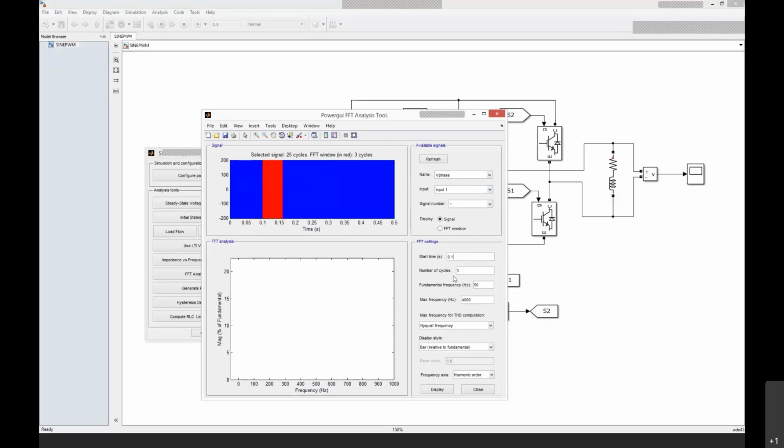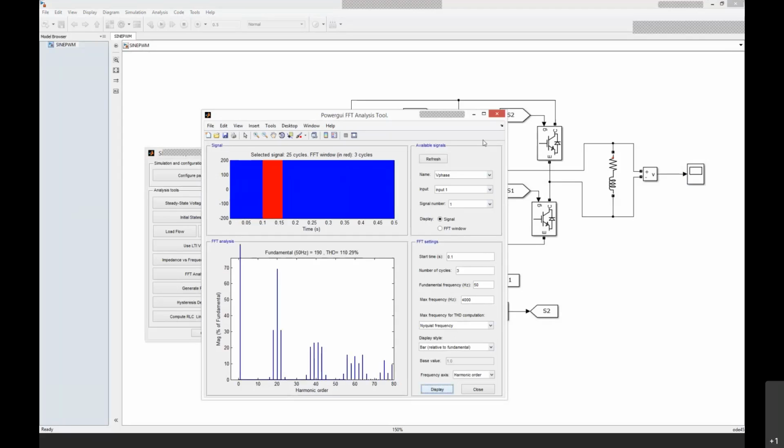Generally for measuring THD, you need to consider at least 3 to 10 cycles. Next is the fundamental frequency, so we need to choose the frequency of the modulating signal. Here I consider 50 Hz. Then the maximum frequency, that is, up to what frequency you want to see the harmonic spectrum.